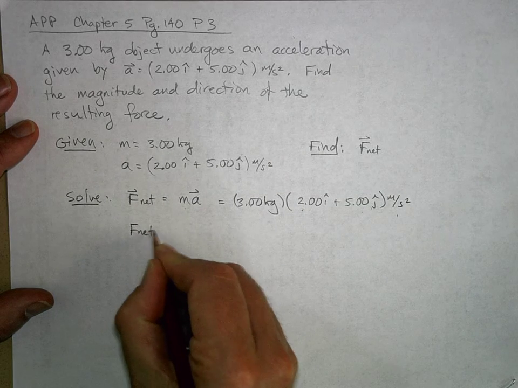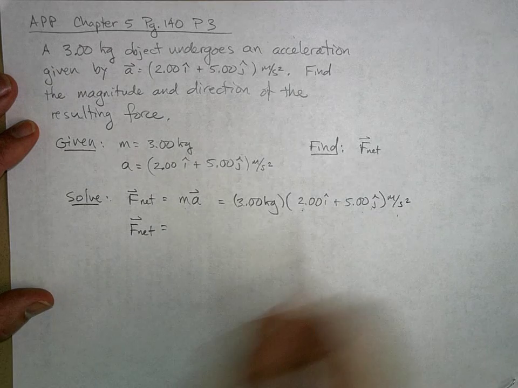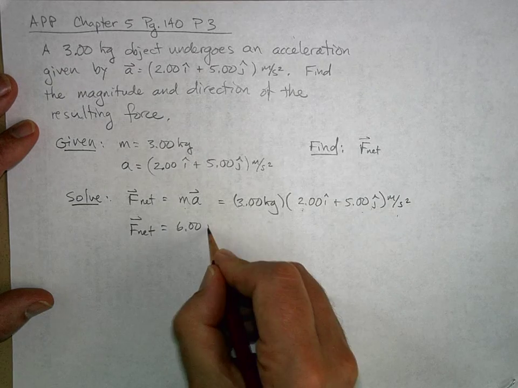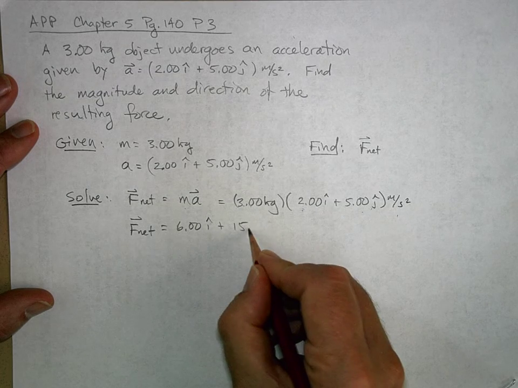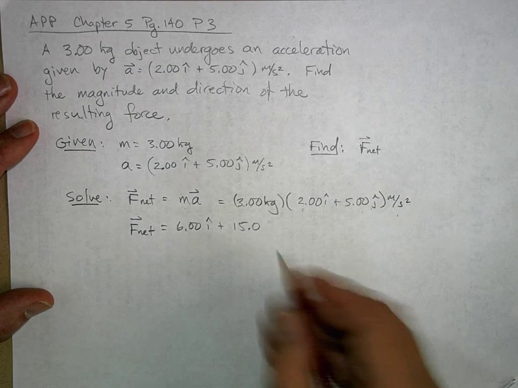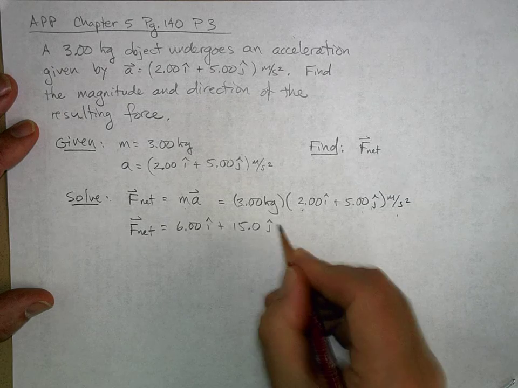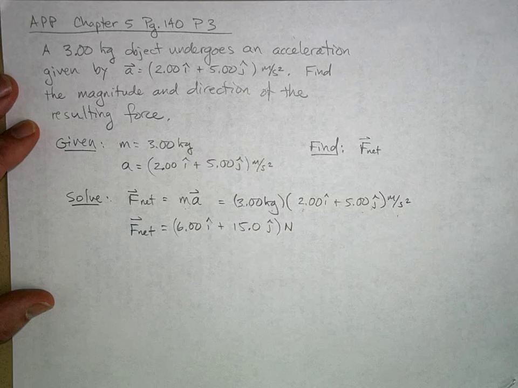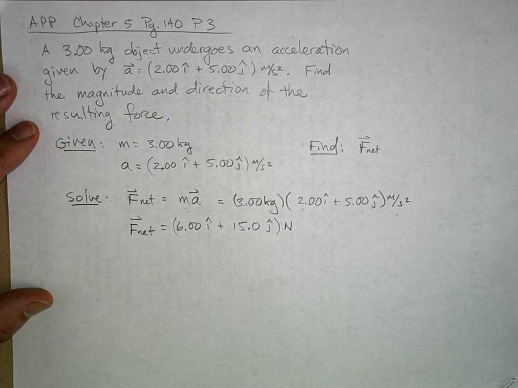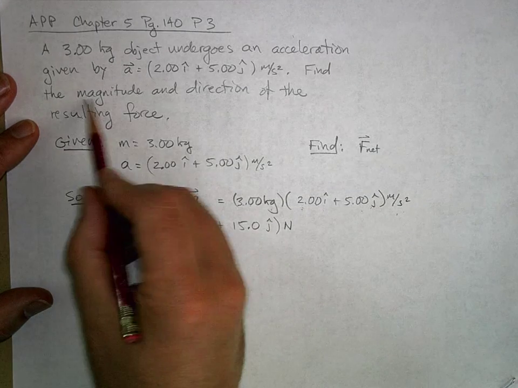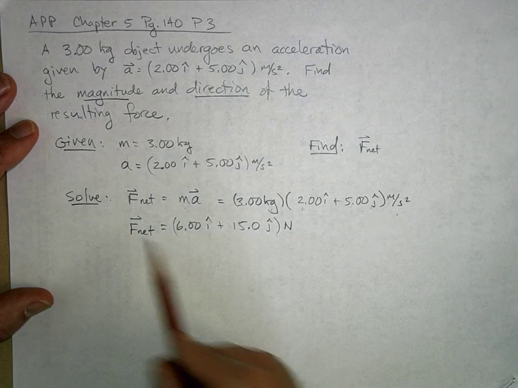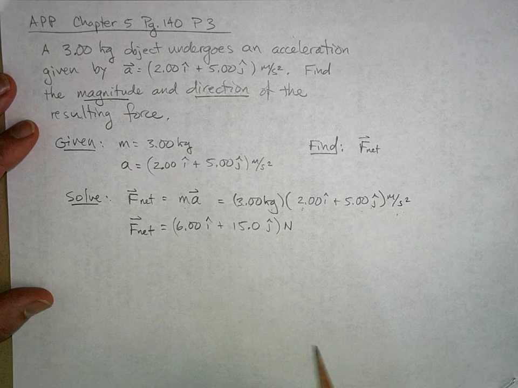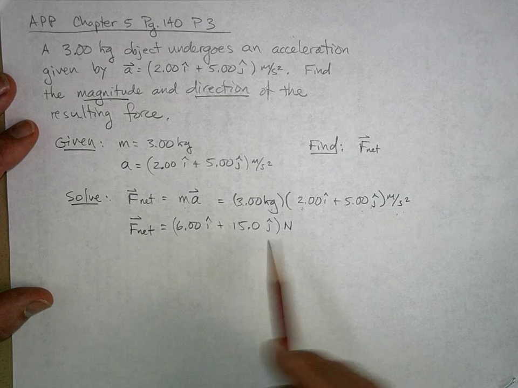It just changes the magnitudes in front of each unit vector. And so the net force is going to be equal to 3 times 2 is 6, plus 15 in the J hat. And then looking at the units, it's a kilogram meter per second squared. That's defined to be a Newton. One of the things, though, it says it wants a magnitude and direction. If I didn't say that, if I just said find the net force, or find the resultant force, then you could stop there.